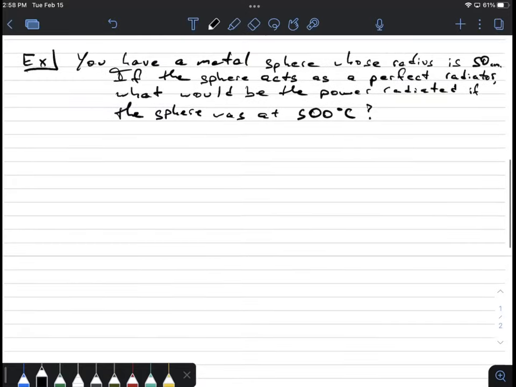Well, all we have to do is use the equation. Q over T, which is called the power, is sigma epsilon A T to the fourth. Well, sigma, that's just a constant. That happens to be 5.67 times 10 to the minus 8. Just a number. Epsilon, the emissivity. In this question, we're told this is a perfect radiator, so the emissivity is 1.